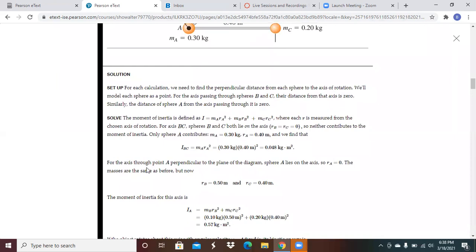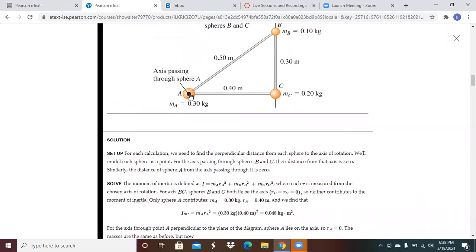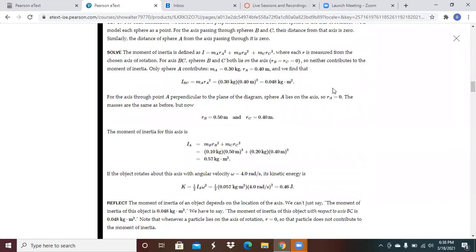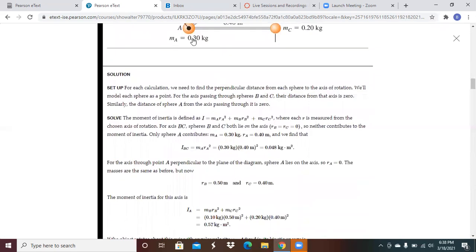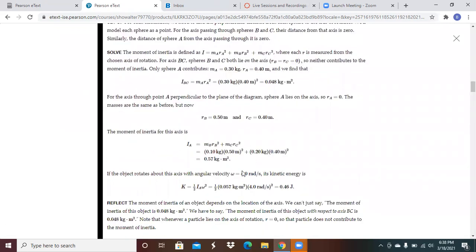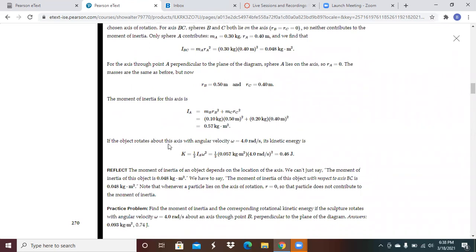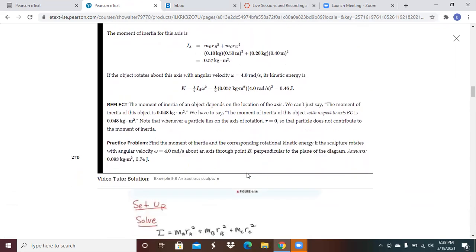Now, for an axis that points through point A, perpendicular to the plane of the diagram, this actually is going to be a sphere that passes through the axis of rotation there, so the radius is going to be 0. Masses are going to be the same as before, so if we put an axis here, this is going to be our computation for the moment of inertia. If it rotates about that particular axis, then if we know what the angular velocity is, we can determine what the kinetic energy is.